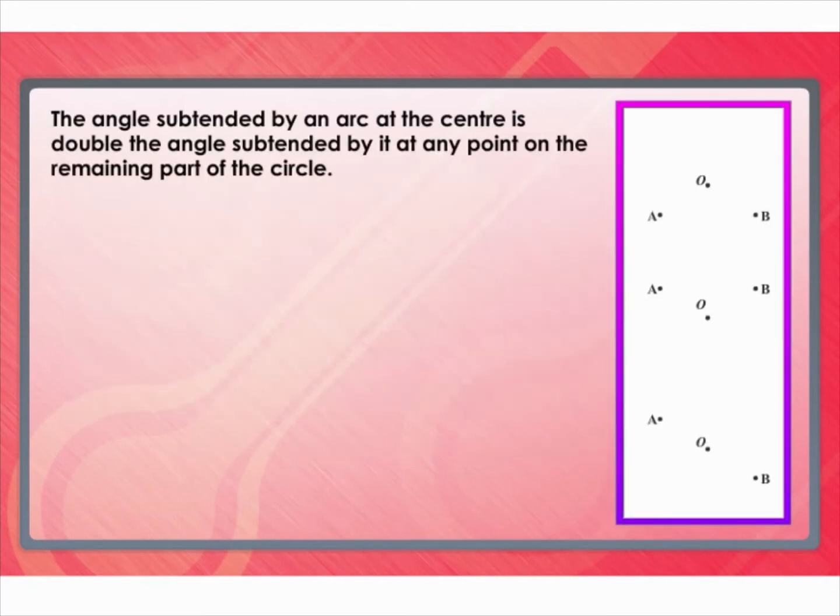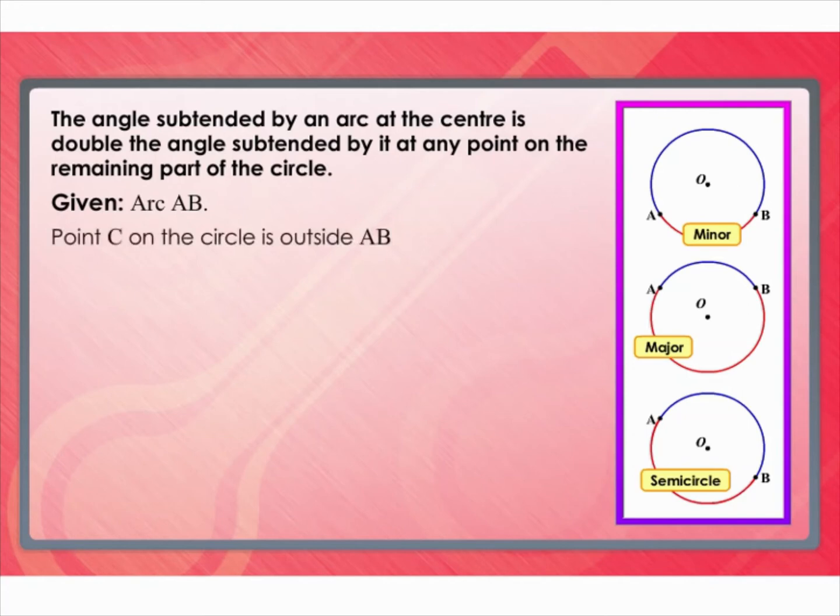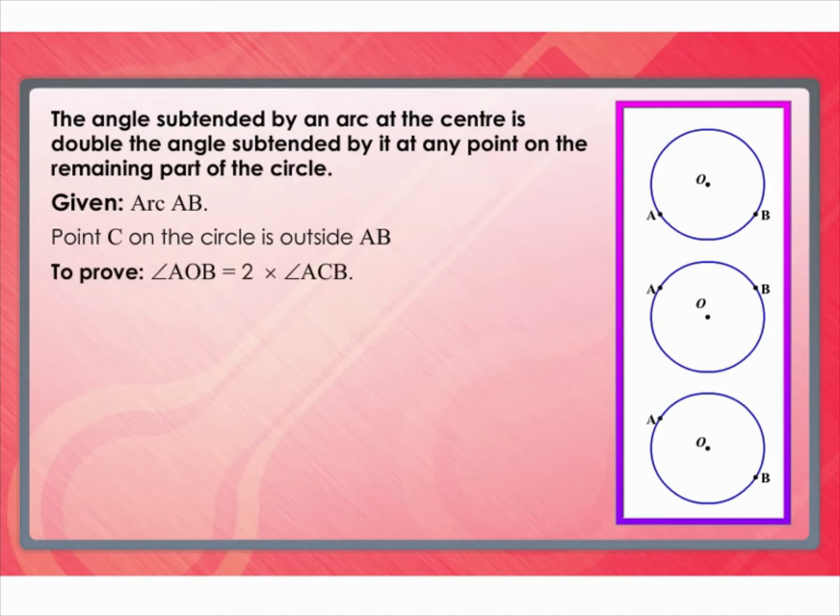The theorem states that the angle subtended by an arc at the center is double the angle subtended by it at any point on the remaining part of the circle. Let's prove the theorem simultaneously for a minor arc, major arc, and semicircle. In the given figure, we have an arc AB. Consider any point C on the circle that's outside AB. Now here we have to prove angle AOB is 2 times angle ACB.